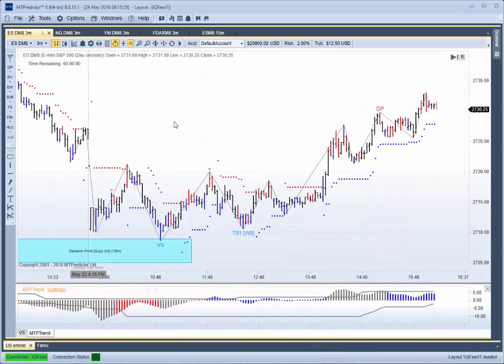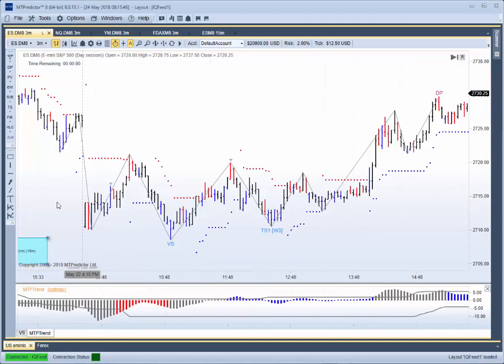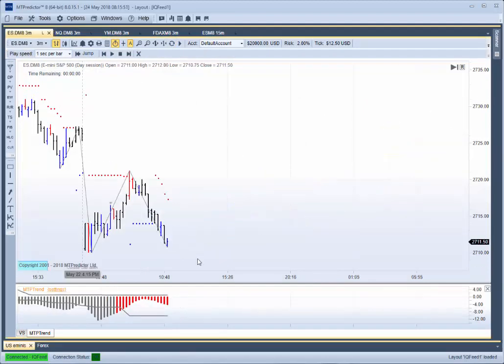Right, let's have a look at these two setups on the 3-minute chart of the ES, which was the 23rd of May. Let's start by looking at the VS or the volume spike setup, which as you can see nailed the very bar of the low of the day yesterday. I'll just take that 15-minute DP support out of the way there, and I just want to use our training mode to jump back to here.